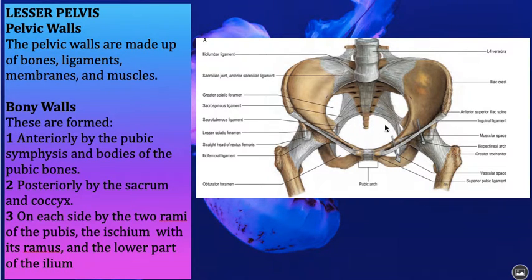The bony walls are formed anteriorly by the pubic symphysis and the bodies of the pubic bones, and posteriorly by the sacrum and the coccyx. On each side are the two rami of the pubis, the ischium with the ramus, and the lower part of the ilium, forming the bony walls of the lesser pelvis.